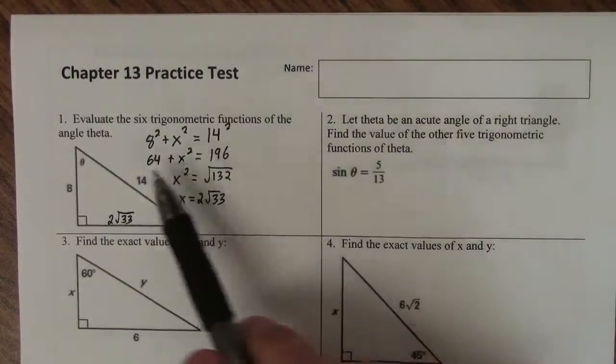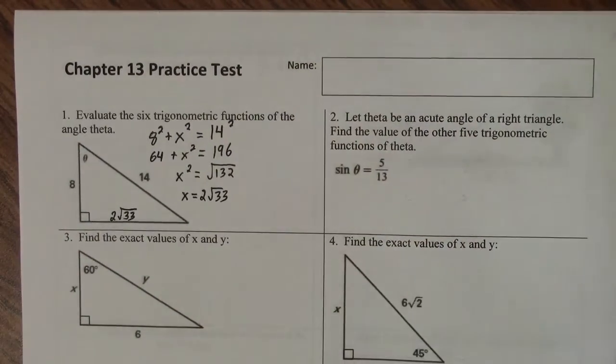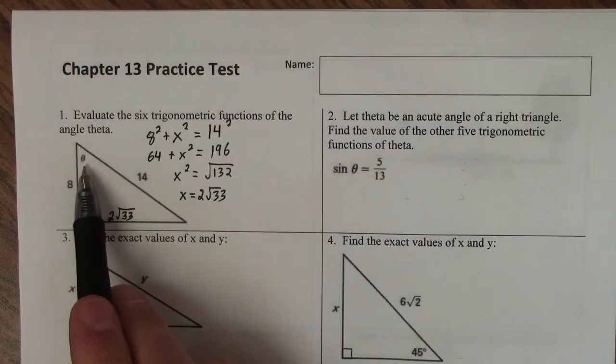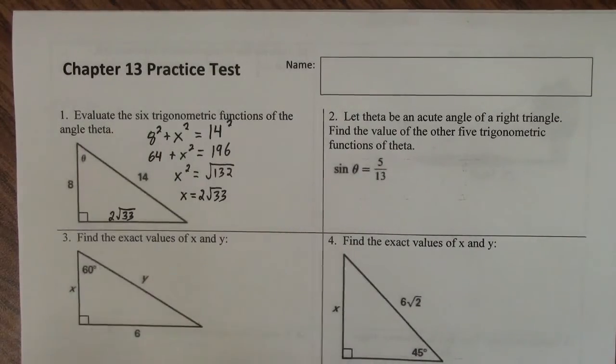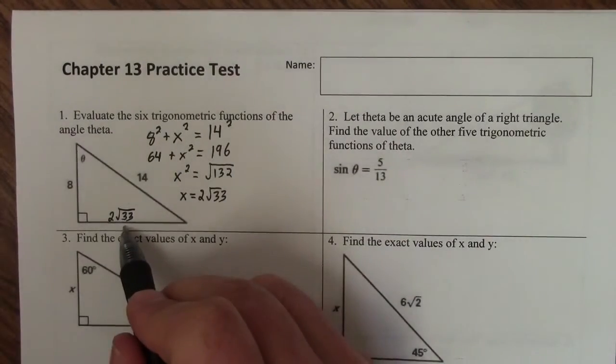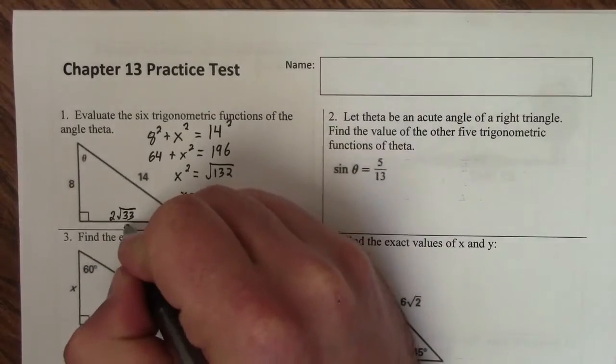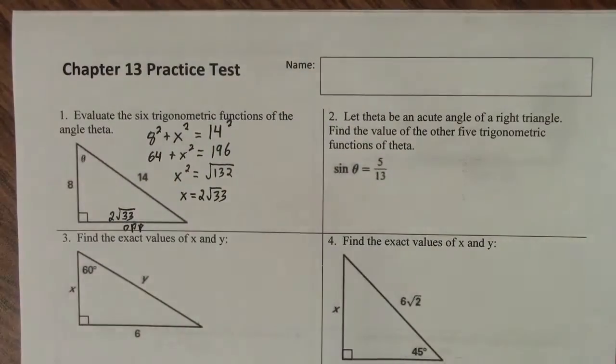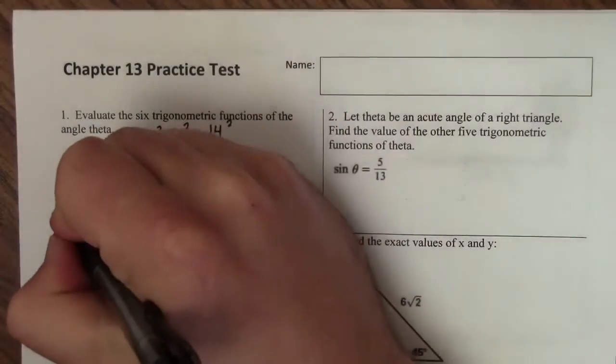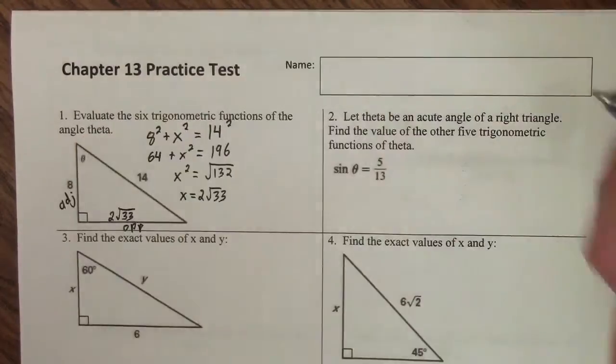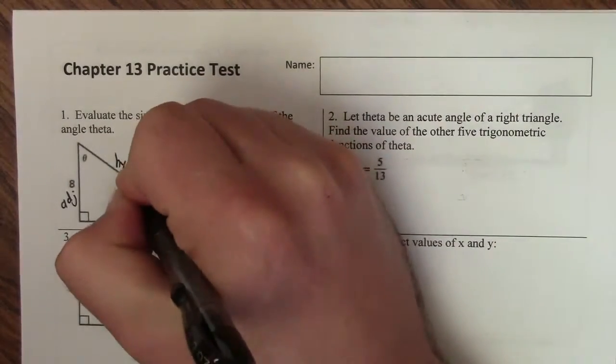Our goal in this problem is to evaluate the 6 trigonometric functions for an angle theta. So here's theta right here, and relative to theta, this is the opposite side. I'm going to write opposite next to it. This is the adjacent side, and this is the hypotenuse.